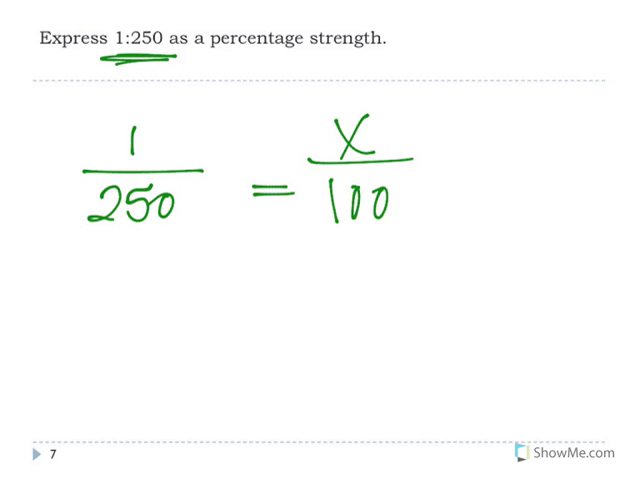What does 1 to 250 mean? It means 1 over 250, no matter the units. What's a percentage strength? Well, percentage strength is always X over 100, no matter the units, because in this case, the units would cancel themselves out. If it was volume over volume, it would be mils over mils, or it could be grams over mils. It doesn't matter. So this is a really easy problem, and when you solve for X, it's a 0.4% strength. So hopefully that helps clarify the difference between percent strength and ratio strength.